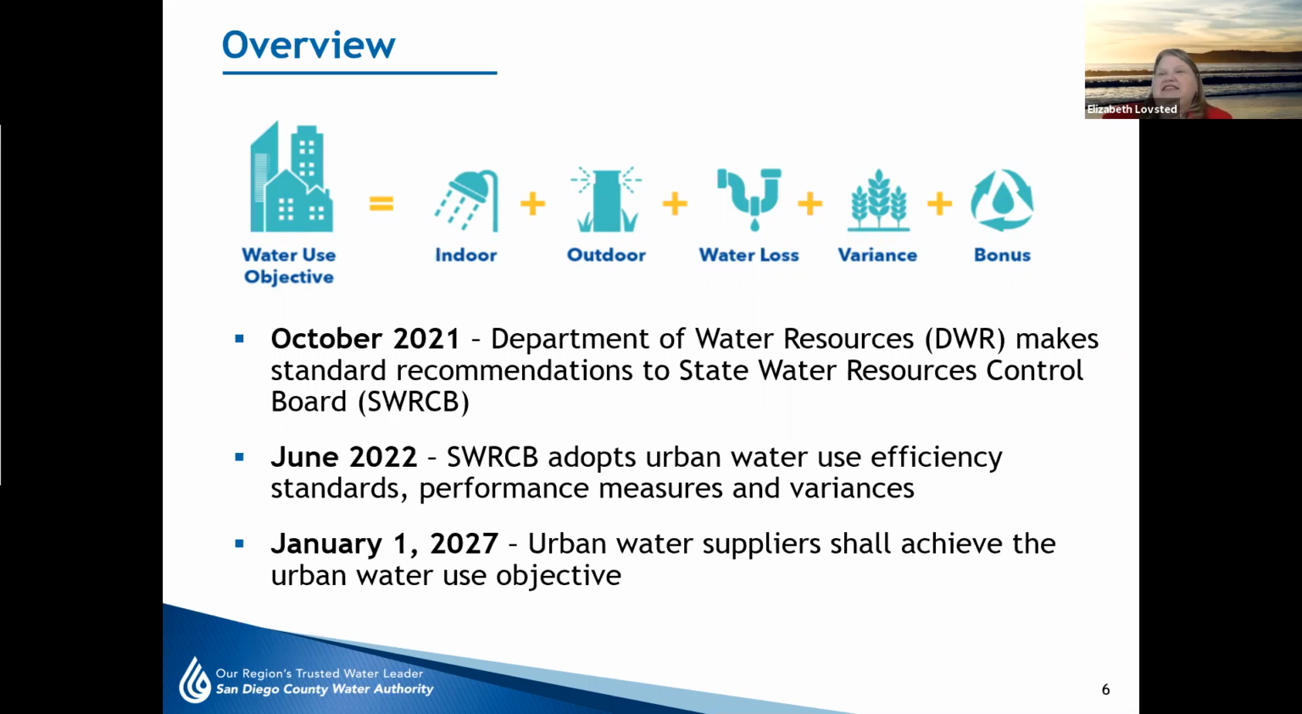October 21 is the date that DWR has to make recommendations to the State Water Resources Control Board. We'll see if they get to that date and make those recommendations. June 2022 is when the State Board is scheduled to adopt the water use efficiency standards. Again, DWR is just making recommendations to the State Board, and the State Board is responsible for adopting final regulations. And January 1 of 2024 is when agencies first have to calculate their targets. And then January 1 of 2027 is when you need to be achieving the urban water use objective, or you could be subject to fines and penalties. Next slide, please.